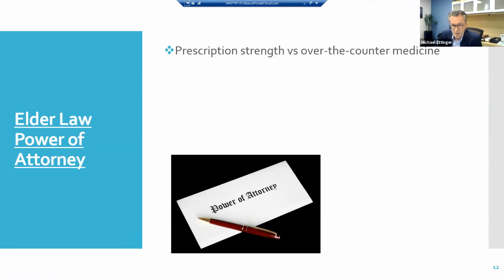So I call the standard form power of attorney that most lawyers use, I call it over-the-counter medicine. This elder law power of attorney is prescription strength. And it works just like medicine. What if you need a prescription strength and you only have over-the-counter medicine? You know what happens? It doesn't work. It's not strong enough. Same thing with the power of attorney. If you become disabled, the standard form will not have the powers you need to move and protect assets. The key power of which is something called the unlimited gifting power.